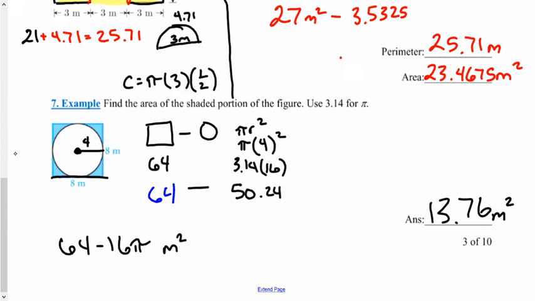So make sure you memorize the formulas for area and circumference of a circle. Don't get them mixed up. All right? Good luck with your circles.